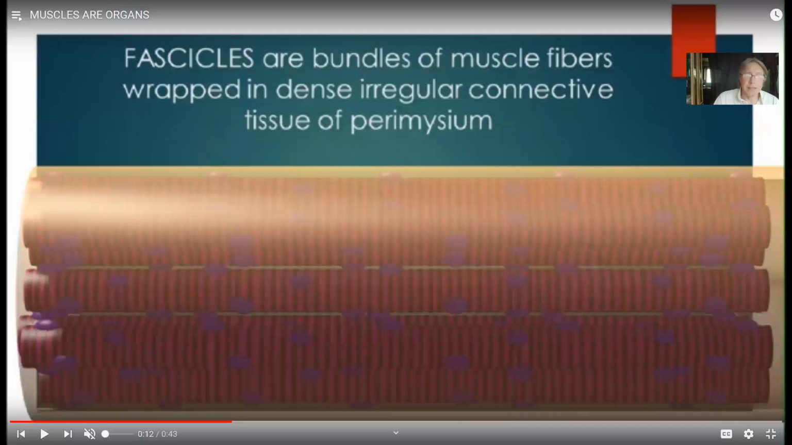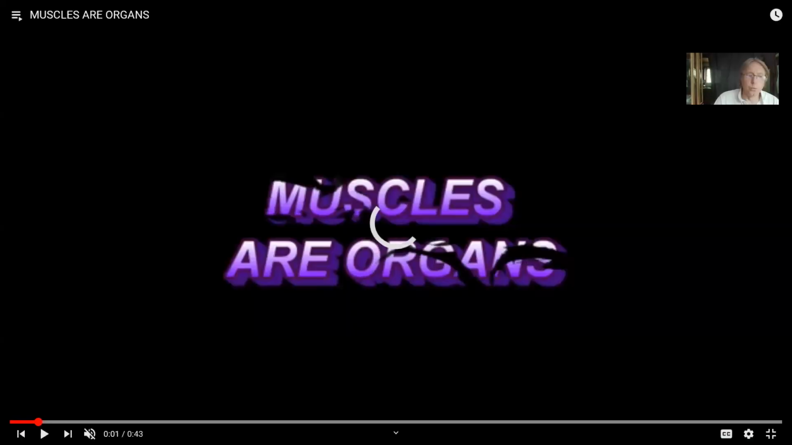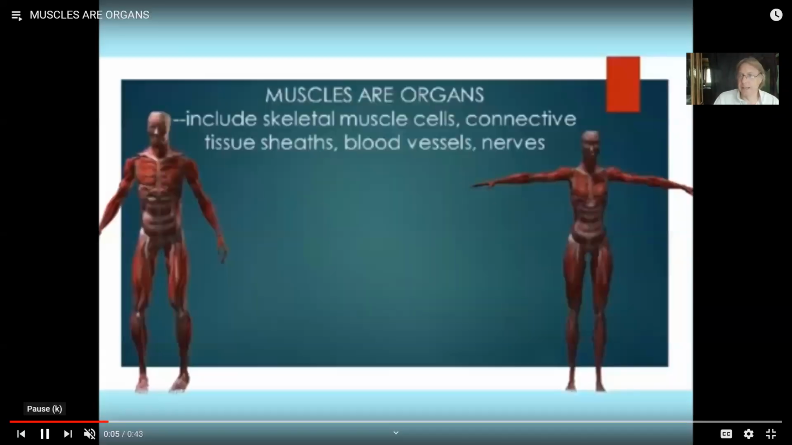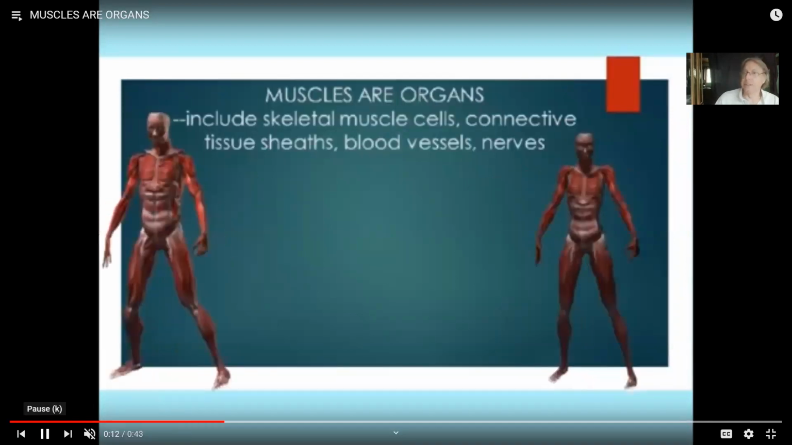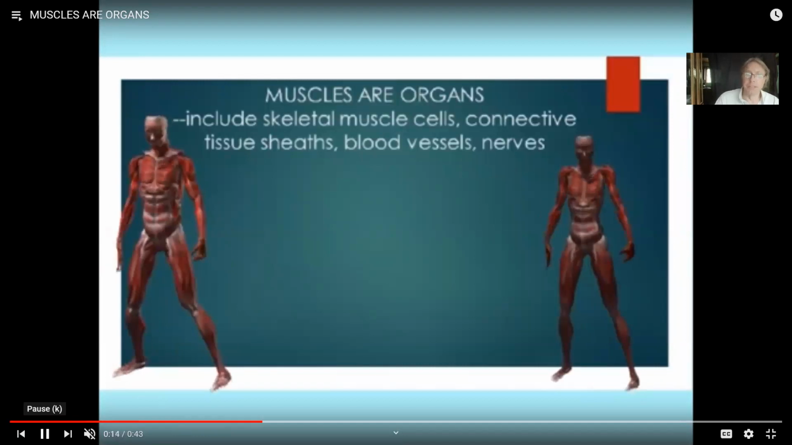And then we start going through the organ systems. The muscular system is an organ system because the definition of an organ is that you have multiple tissues working together for a common function. Do we have multiple tissues in, say, the biceps brachii? Well, we do. Since we clearly have muscle cells.